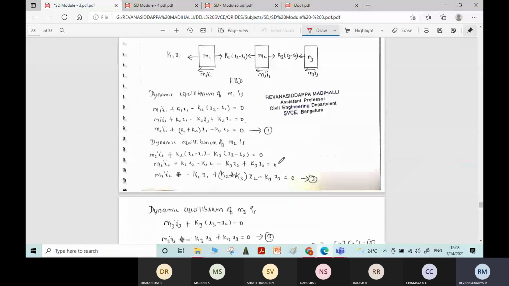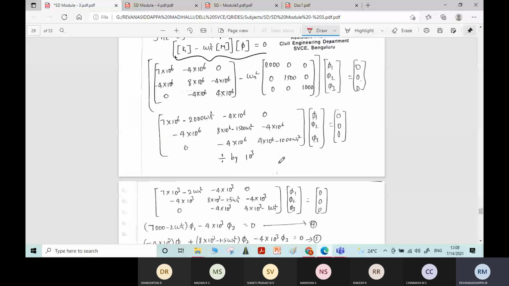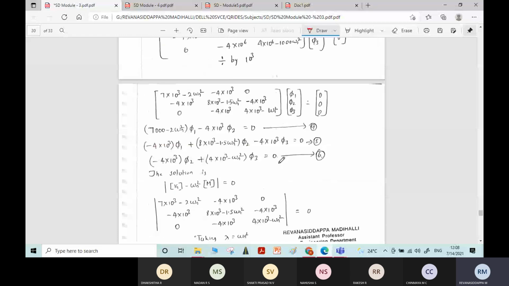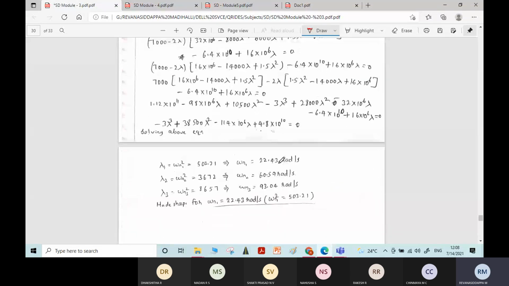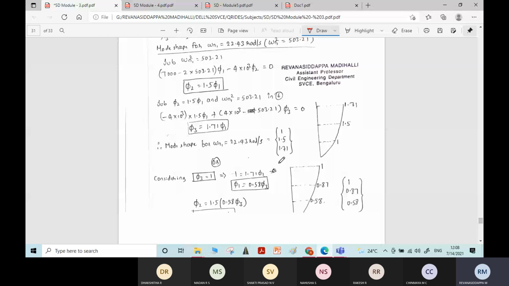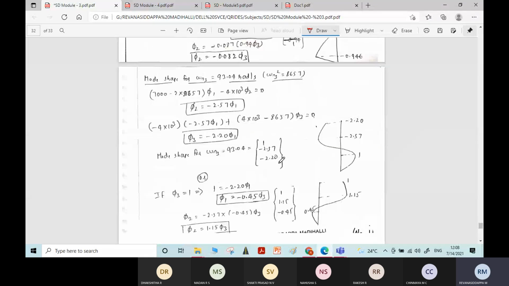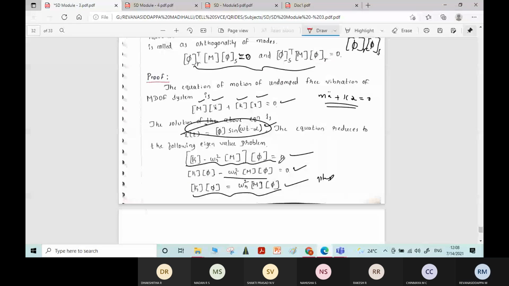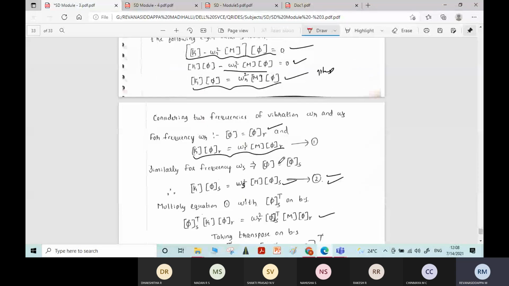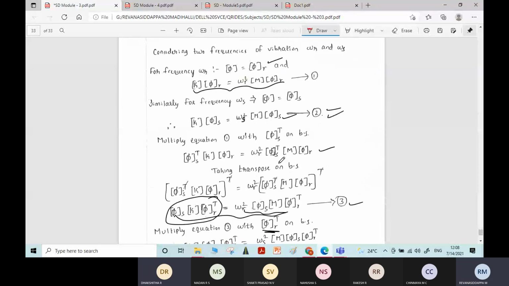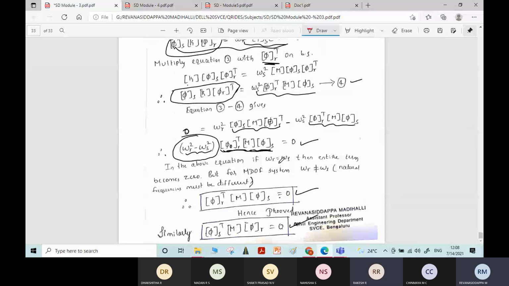Okay, orthogonality of modes I have discussed already. Did you get some idea on model 3, students? Do you need any clarification on model 3, students? No, sir.